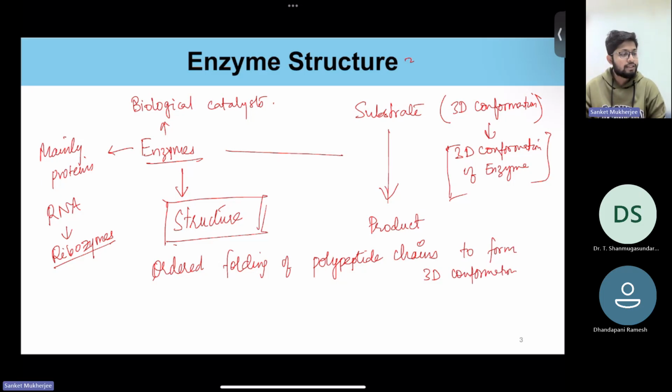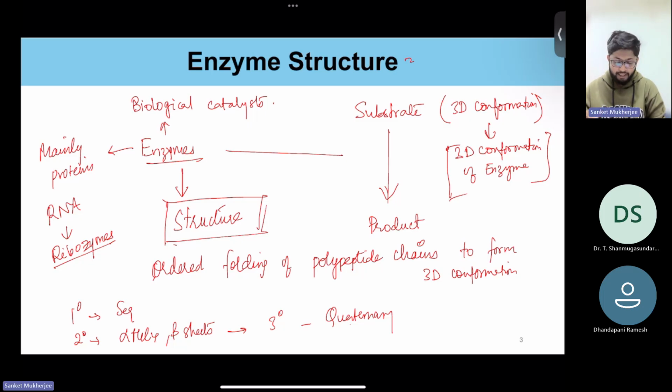There are different degrees of structure. First is the primary structure, which is essentially the sequence. Then there is the secondary structure, which has alpha helices and beta sheets. These secondary structures give rise to tertiary structures, which are the arrangements of secondary structures. Then there is quaternary structure, which is the arrangement of tertiary structures.